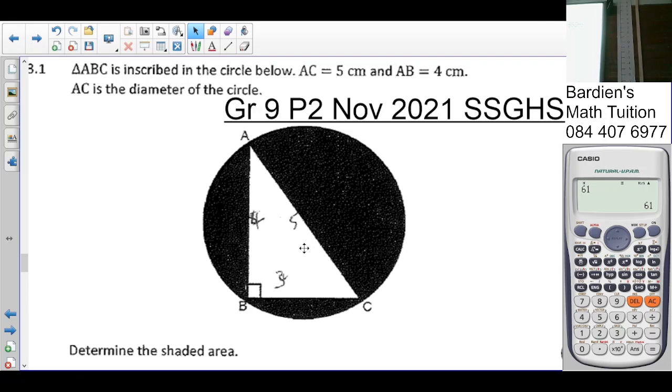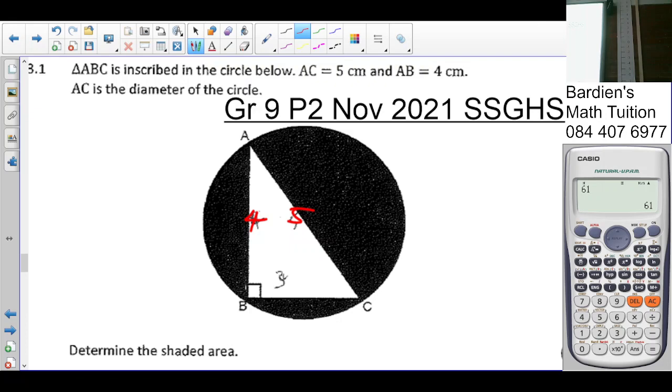So we are told that AC is 5 centimeters. So this is 5 here, that is given. And AB is 4. AC is the diameter of the circle. Okay? The question says determine the shaded area.